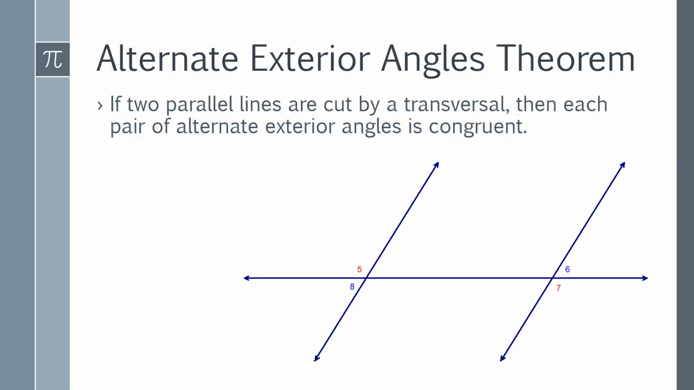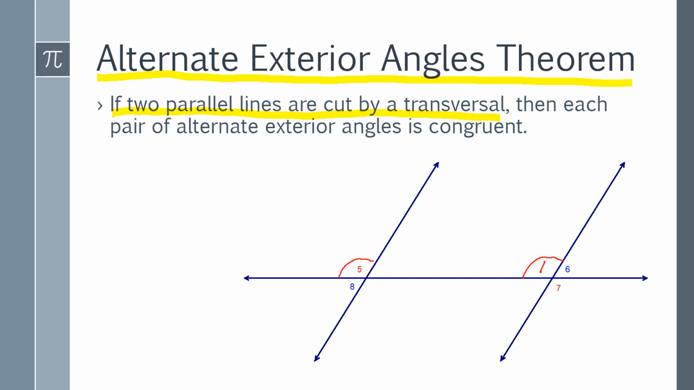Okay, next theorem, and that is the alternate exterior angles theorem. Two parallel lines are cut by a transversal. Again, we keep starting with the same thing. Then each pair of alternate exterior angles is congruent. All right, well, let's put an angle here. We'll just call this angle 1. So angle 5 is congruent to angle 1 by the corresponding angles postulate.